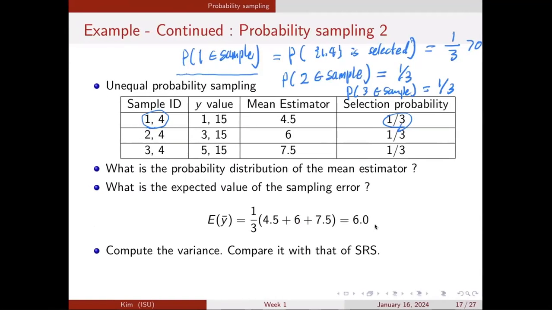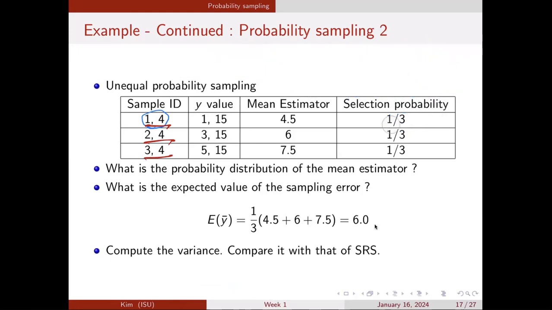What about 4? This is interesting. What is the probability that 4 is selected in the sample? Well, it turns out that if you look at this design, element 4 is always included, right? So that is actually 1. So this is positive and known. So this is indeed a probability sampling design, right? Because every element in the population has a known and positive probability of selection.